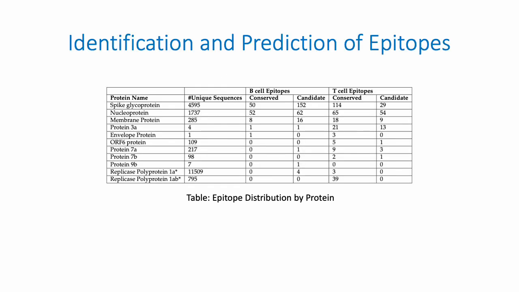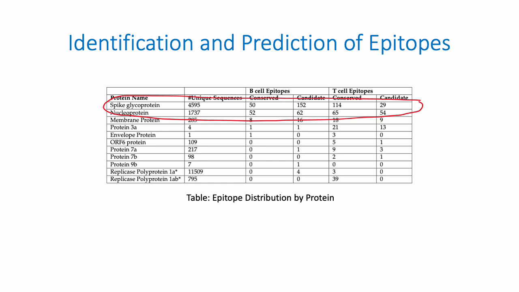So once we had downloaded the data, we decided to predict epitopes. So the first one was we decided to identify conserved epitope sequences. And second, we identified candidate epitope sequences by blasting known epitopes against protein sequences. For BLAST, we only kept results that had an e-value of less than 0.01.